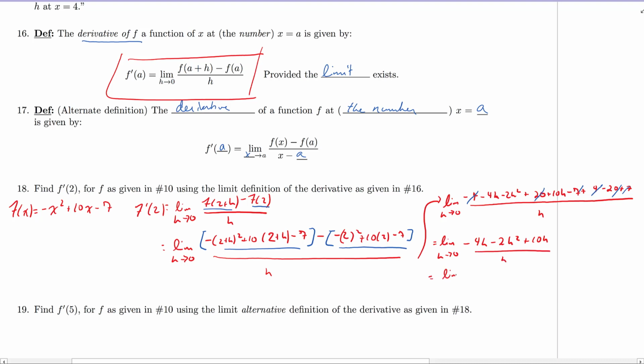When we cancel all the h's out, we're left with the limit as h approaches 0 of negative 4 minus 2h plus 10. And now we can apply the direct substitution property. We end up with negative 4 minus 2 times 0 plus 10, which gives us a slope of 6.